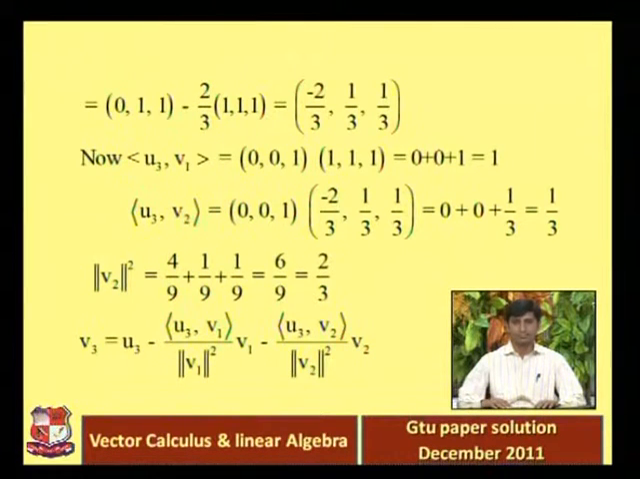Now we want to find V3, and the formula of V3 is equal to U3 minus, just see the last equation on this screen, V3 is equal to U3 minus inner product U3 V1 upon norm V1 square into V1, minus inner product U3 V2 upon norm V2 square into V2. The inner product of U3 and V1 is (0, 0, 1) dot (1, 1, 1), that is 0 plus 0 plus 1, that is equal to 1. Inner product of U3 with V2. Now what is our U3?